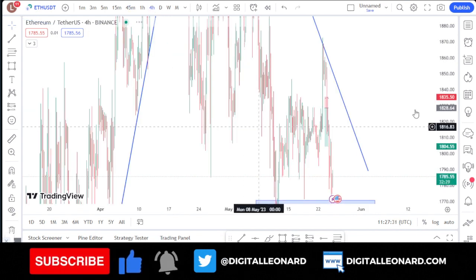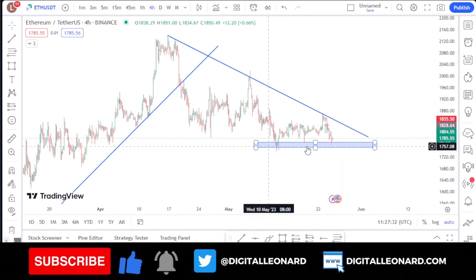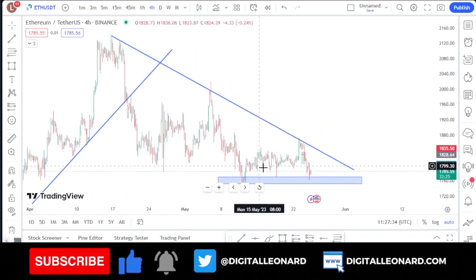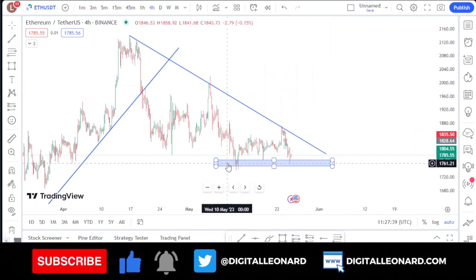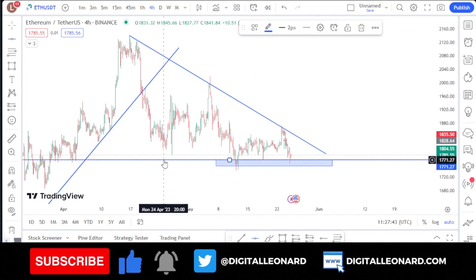What am I looking for? I'm looking at a support area down here, and this serves as a support. If I bring my horizontal line here and plot it somewhere around here, okay?